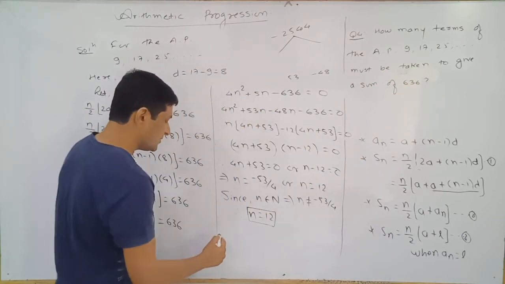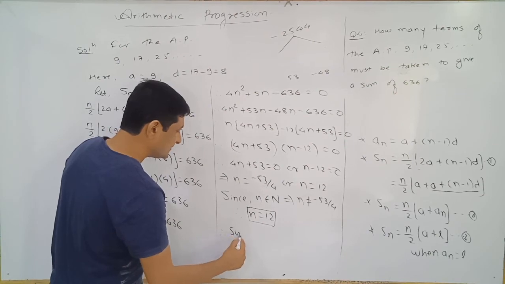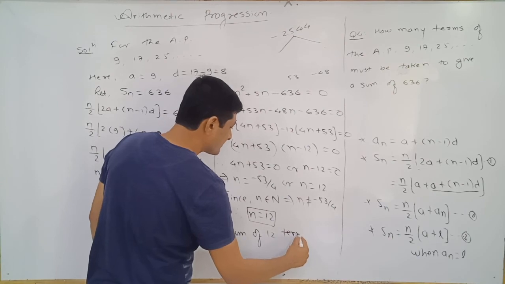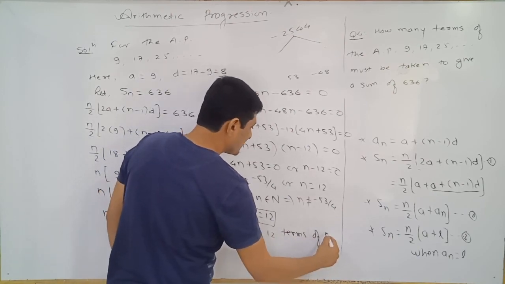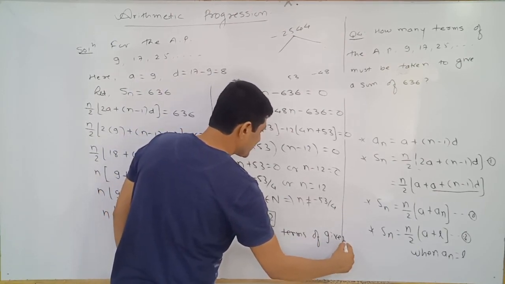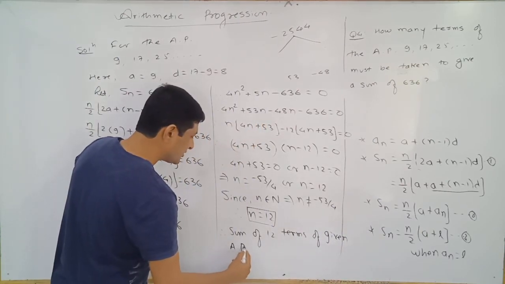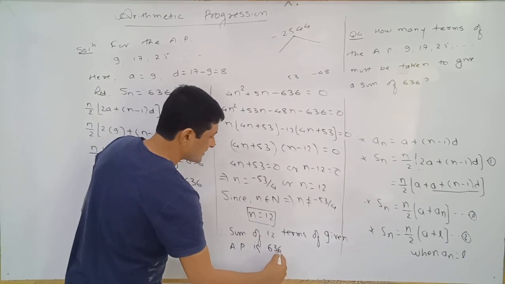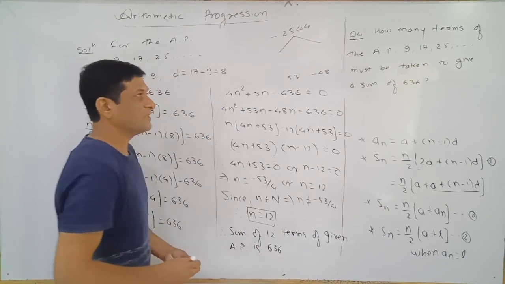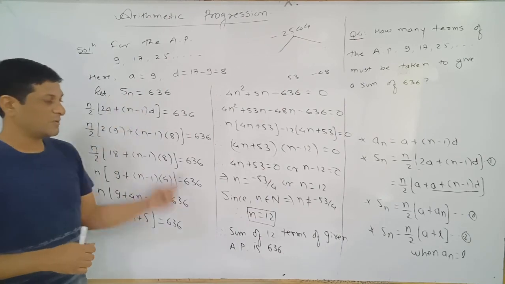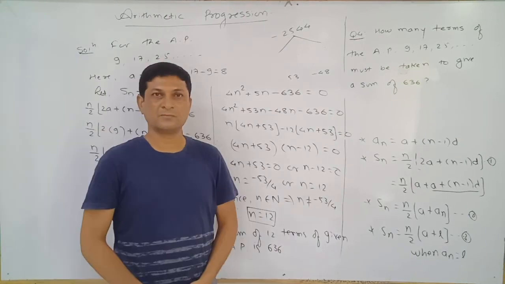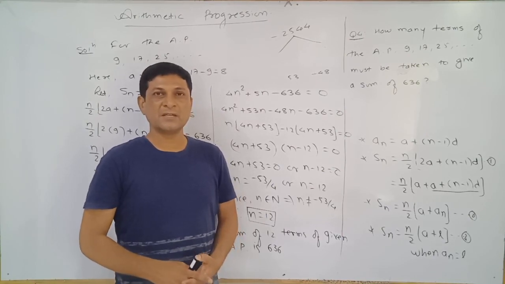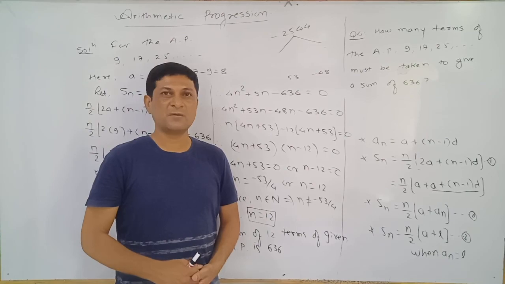So the number of terms in this arithmetic progression whose sum is 636 is 12. Therefore the sum of 12 terms of the given arithmetic progression is 636. In this way, using the formula of Sn, we have got our required value n. So total 20 examples are there in this exercise. The remaining examples we will discuss in our next video.